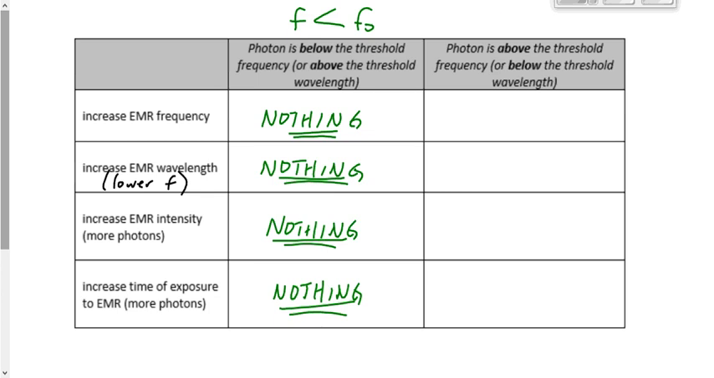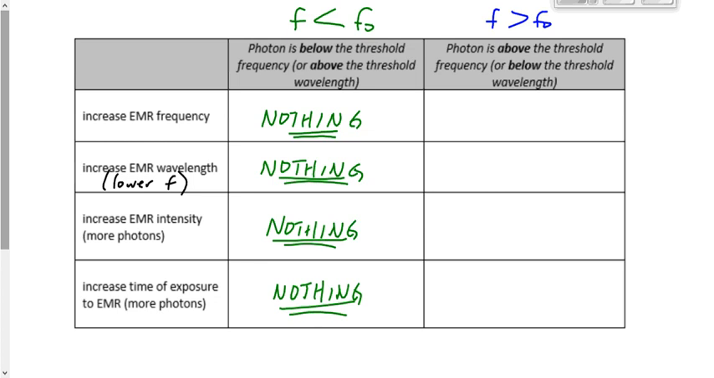What if the photon is above the threshold frequency? Let me give you the answer, the general answer to all four of these blanks, and then we'll get a little bit more specific. The general answer is this. If you're above the threshold frequency, something happens for all four of these. But can we be a little bit more specific here?